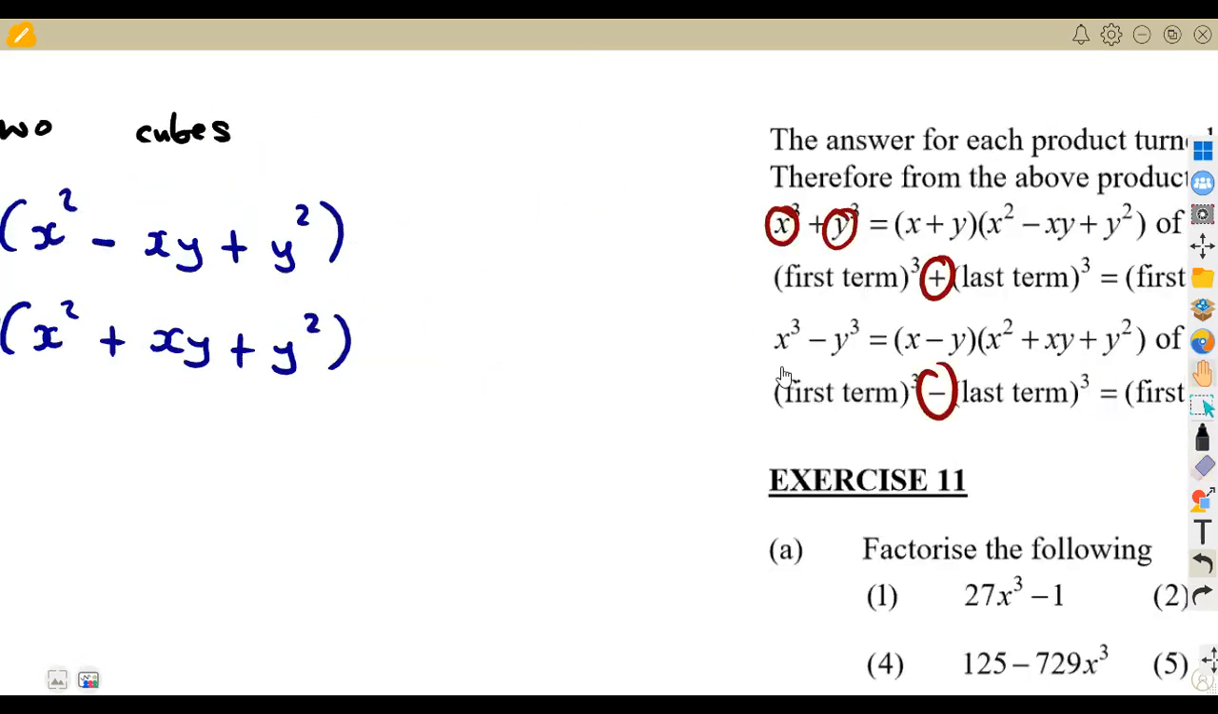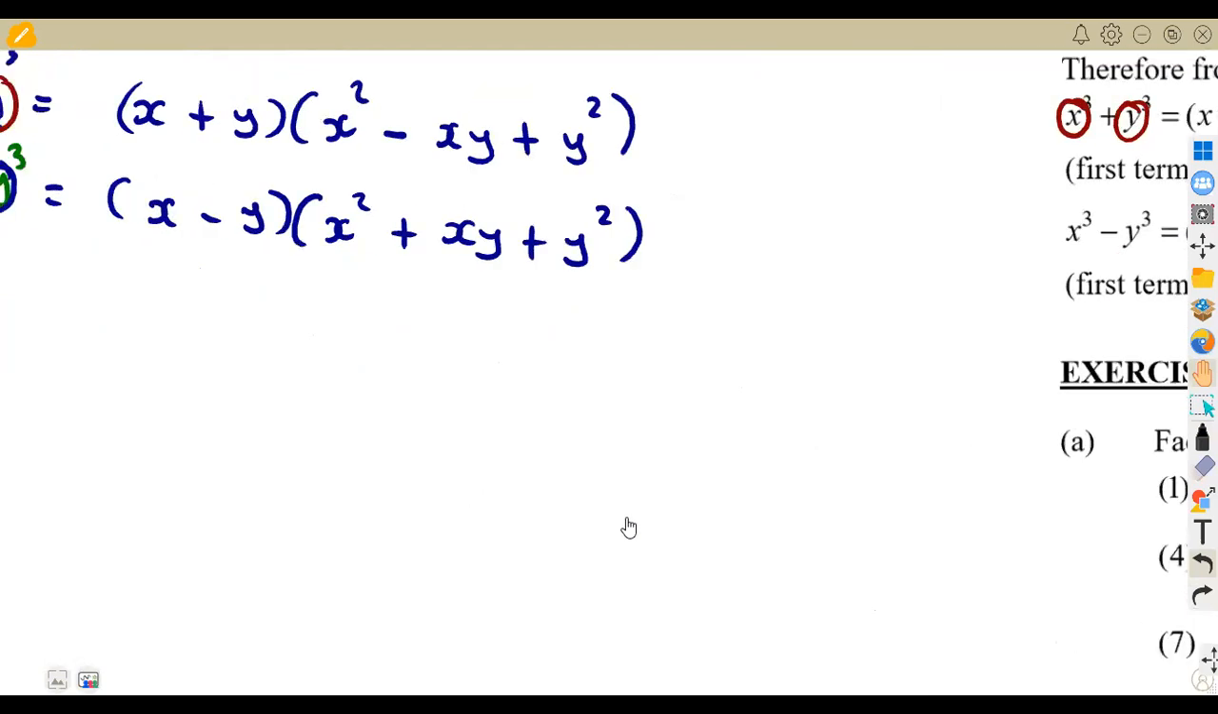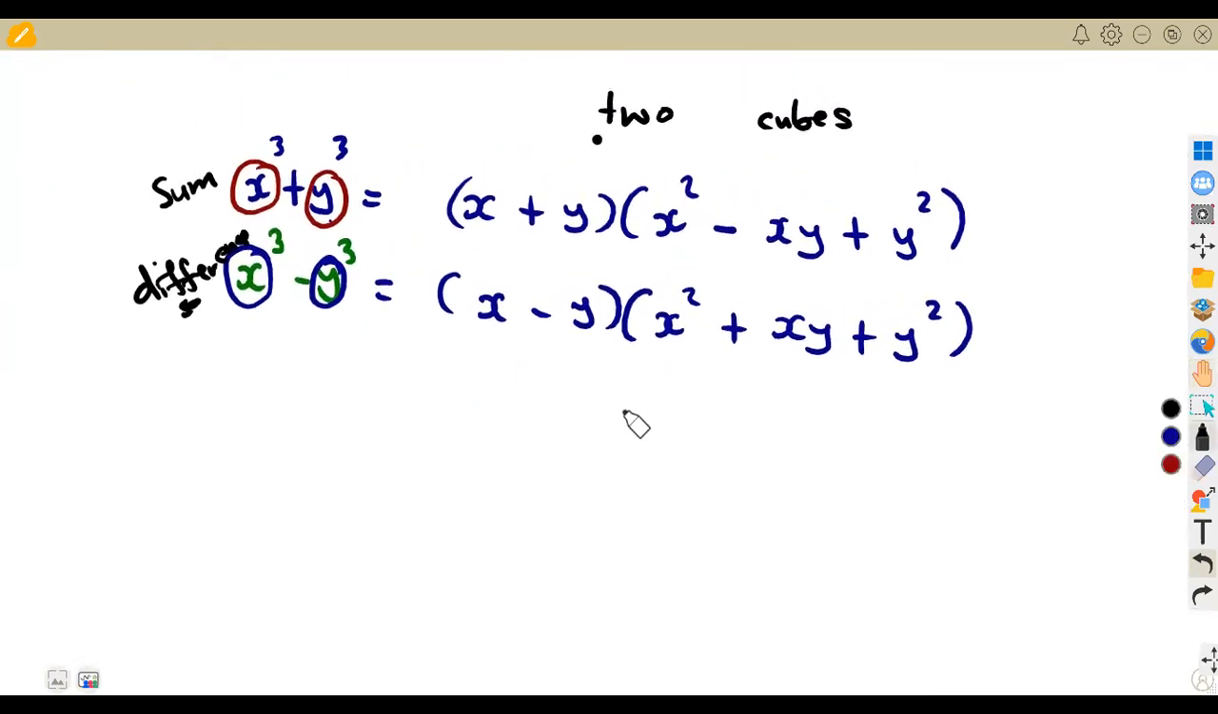Okay, so let's factorize the first one. 27x cubed minus 1. This is what you're given. 27x cubed minus 1.